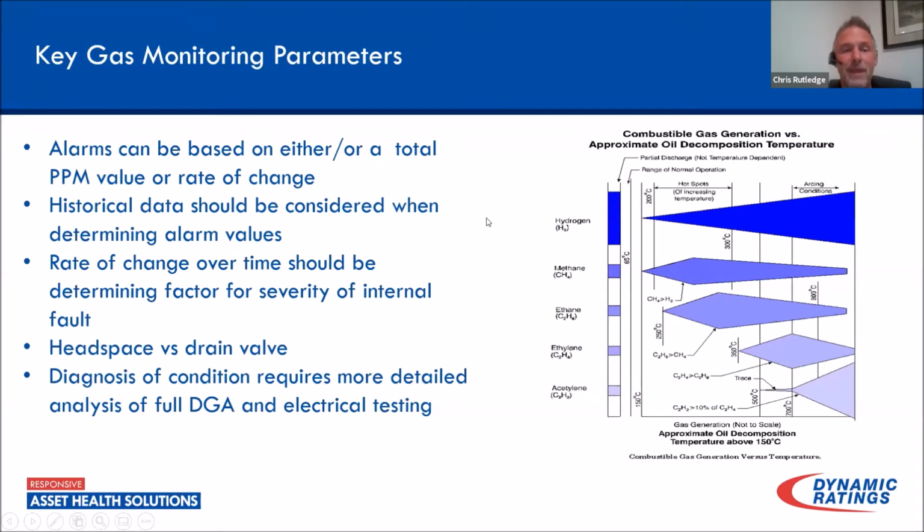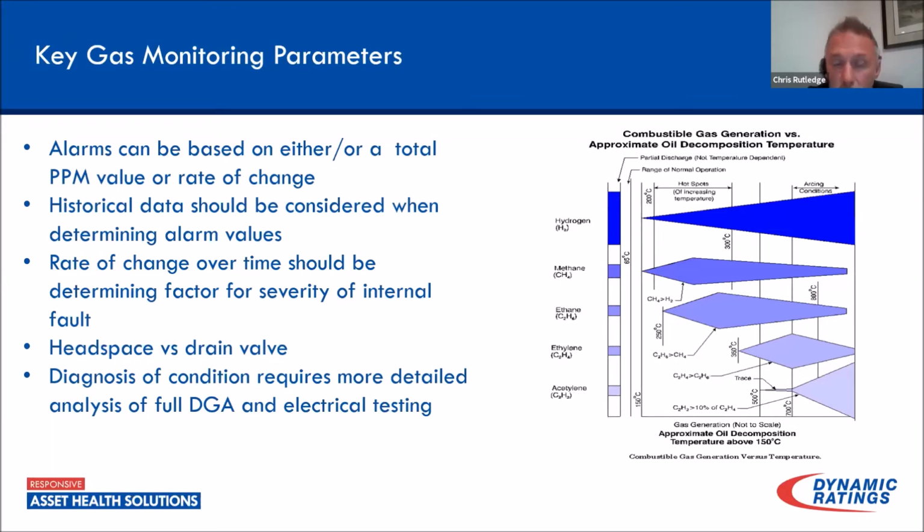So, key gas monitoring parameters. We're talking about hydrogen monitors here, or the composite gas monitors. Because of the low cost, this really allows us to spread it across a large portion of our system. These alarms can be based on either a total ppm value, so going by IEEE, I think around 100 is where we change from condition 1 to condition 2, or we can base them on a rate of change.